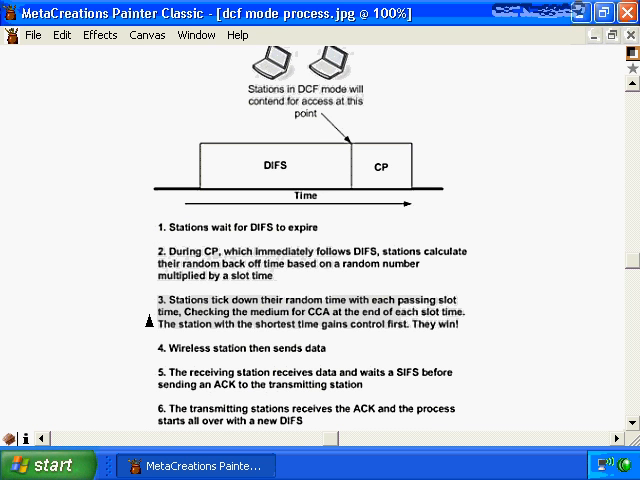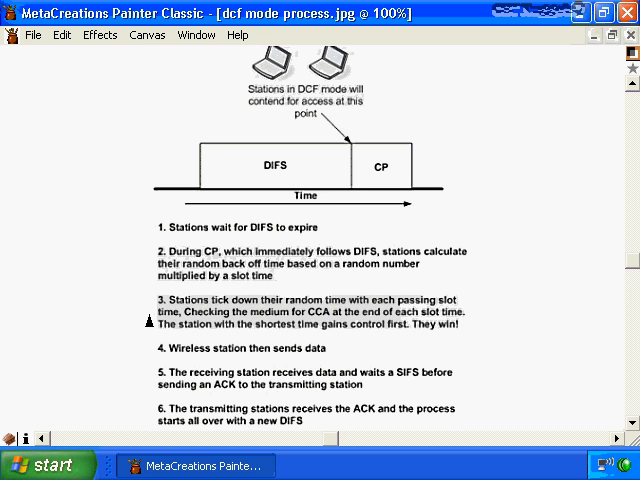They'll tick down the amount of random time that they have with each passing slot time. So again, this is similar to looking at your watch and looking at the second hand go by and saying, okay, 1 1000, 2 1000, 3 1000. That 1 1000, 2 1000, 3 1000 would be the equivalent of the slot time.